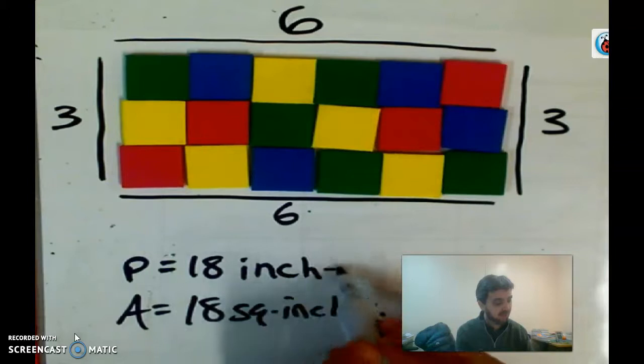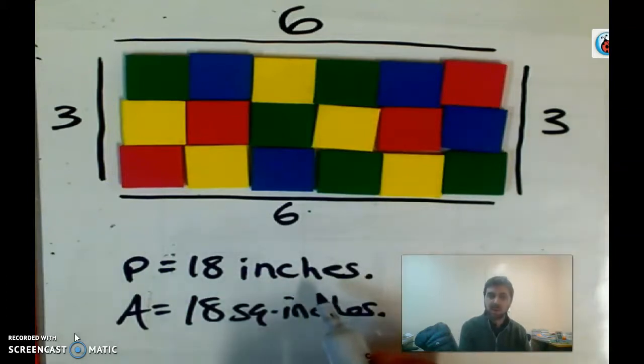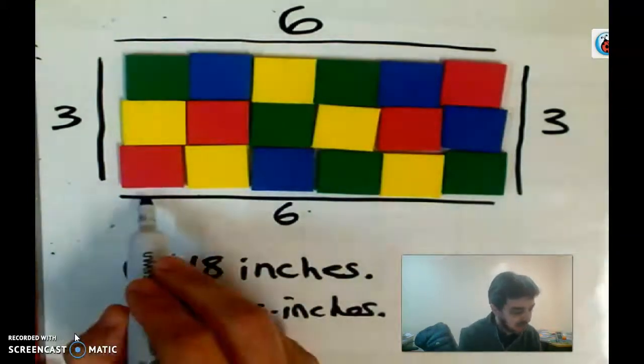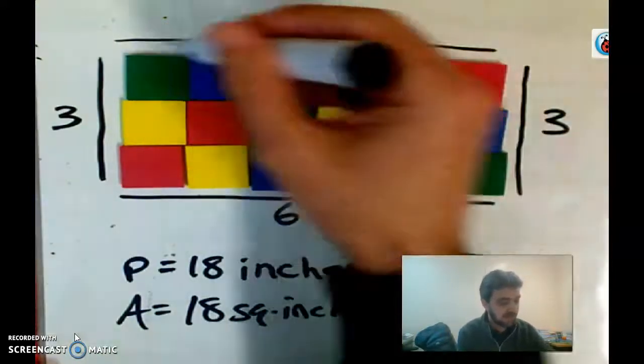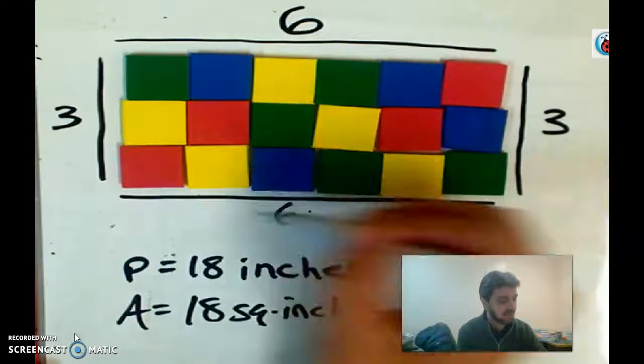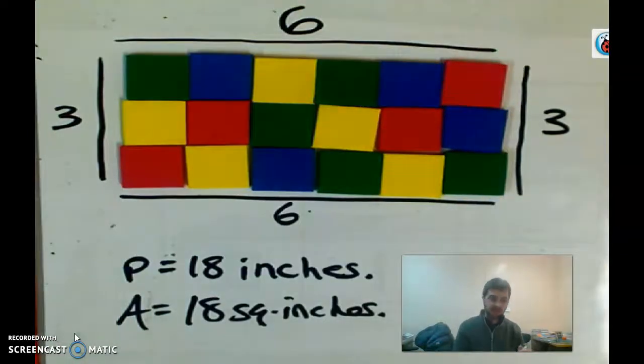The perimeter would just be 18 inches, not square inches, because we're not using squares to go around the outside. We're just measuring distance, right? It's just 6 inches, 3 inches, 6 inches, 3 inches. Okay?